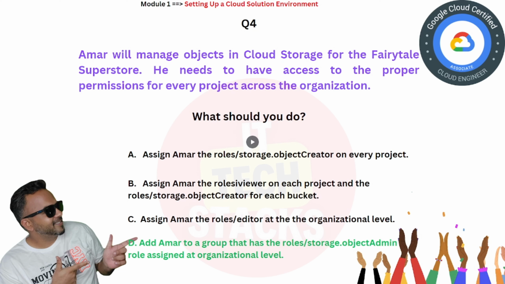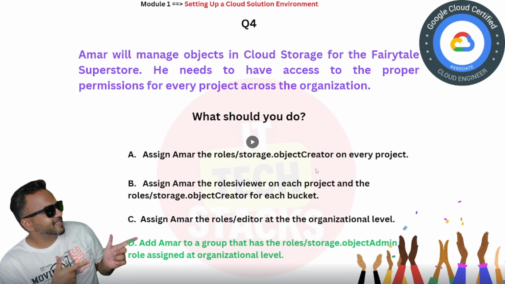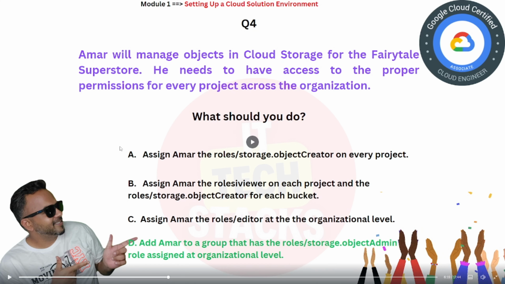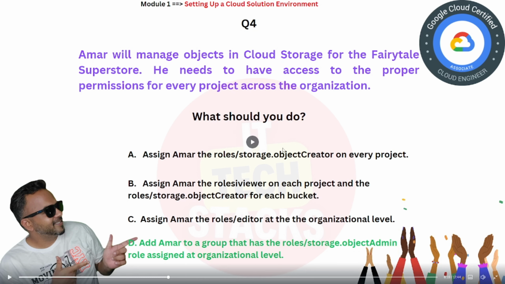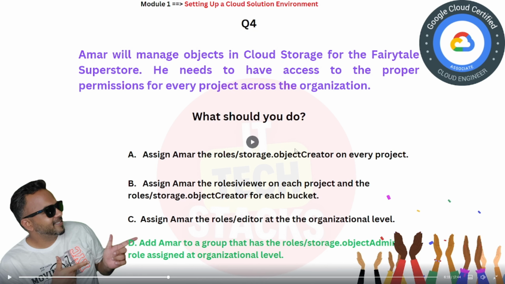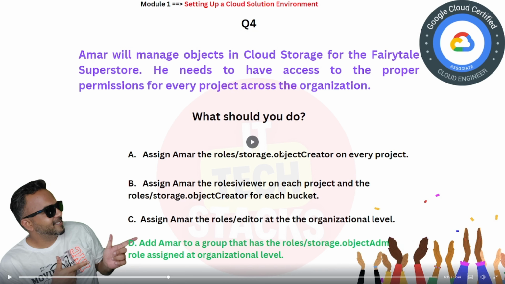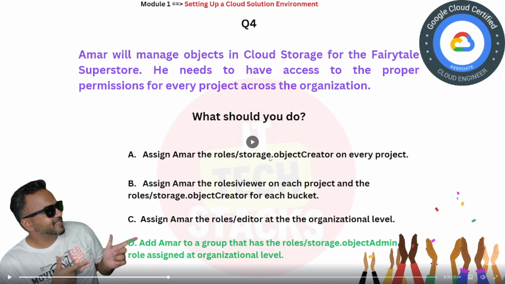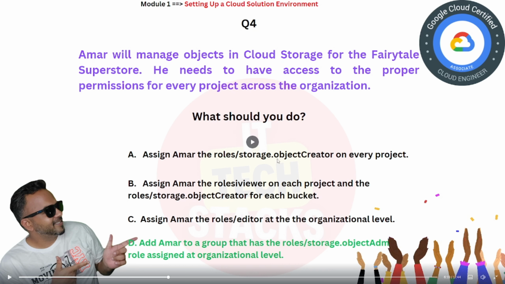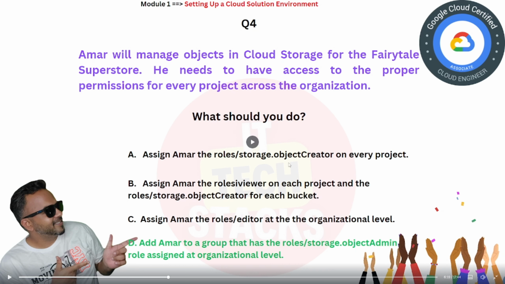Just to give feedback, if you have answered option A, which is an incorrect option, inheritance would be a better way to handle this scenario. The roles/storage.objectCreator role does not give the permission to delete objects. This option is only to create. It does not give the option to delete objects, which is an essential part of managing them.